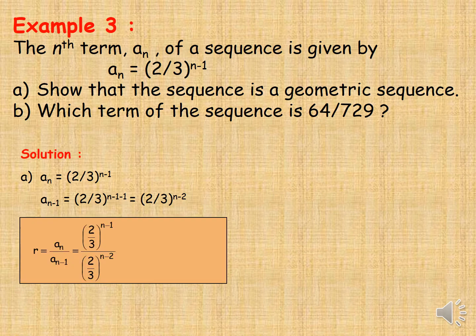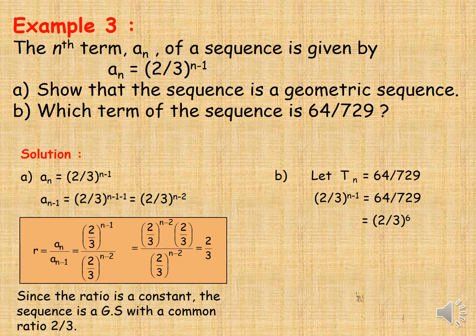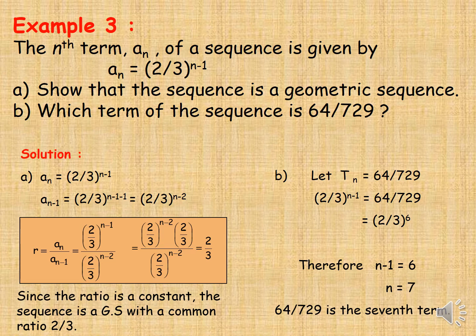So, the common ratio R is equal to An over An minus 1. Substitute the values and simplify until we get a constant number, 2 over 3. Since the common ratio is a constant, the sequence is a geometric sequence with a common ratio of 2 over 3. For B, let Tn equal 64 over 729. By comparing both sides, we get the value of n is equal to 7. So, 64 over 729 is the seventh term.